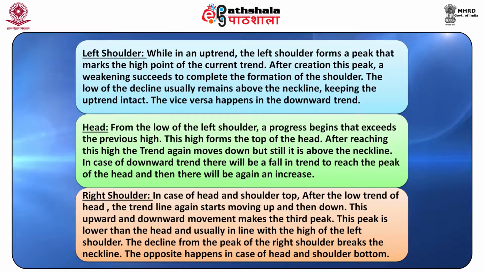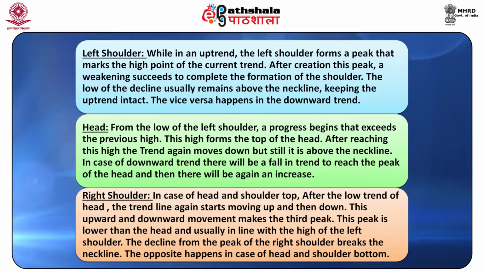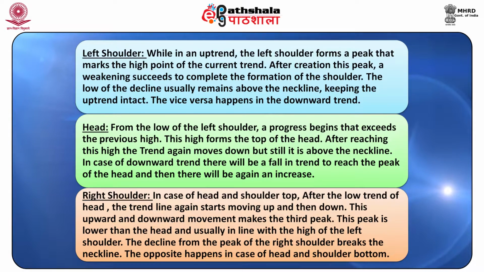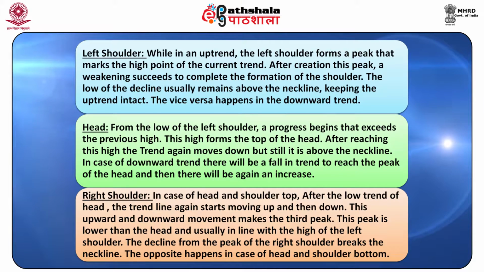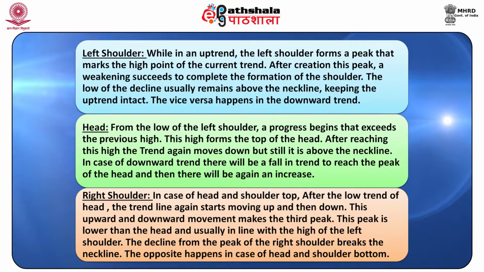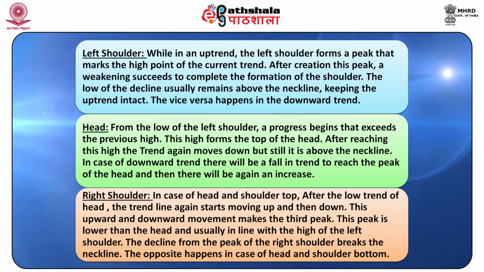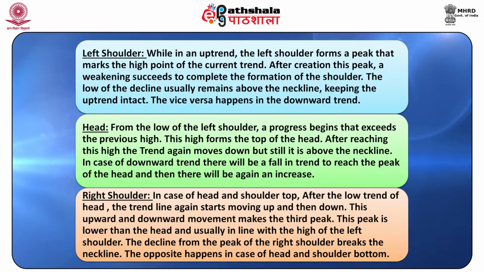Third, right shoulder. In case of head and shoulder top, after the low trend of head, the trend line again starts moving up and then down. This upward and downward movement makes the third peak. This peak is lower than the head and usually in line with the high of the left shoulder. The decline from the peak of the right shoulder breaks the neckline. The opposite happens in case of head and shoulder bottom.